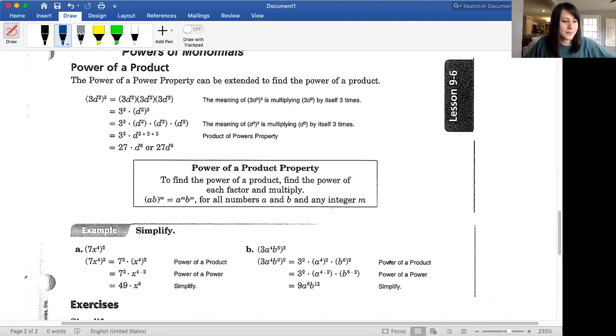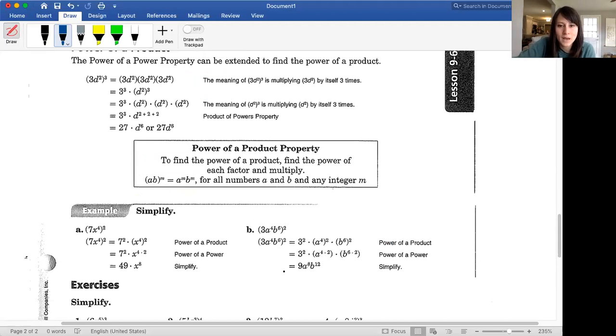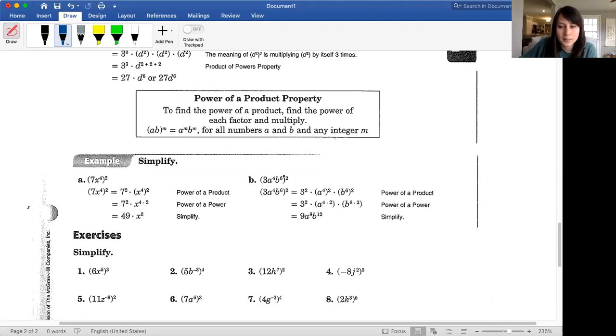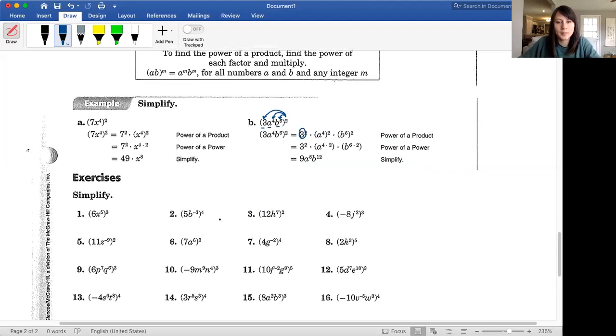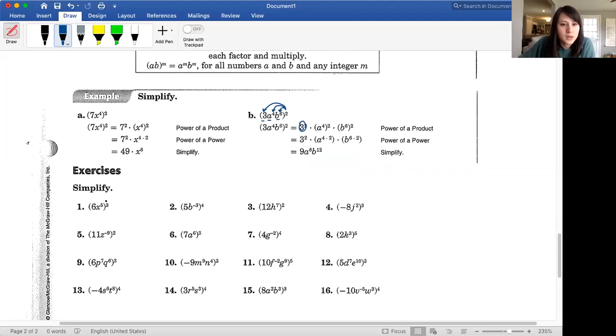As you can see here, example B, we're going to distribute this second power into every single part, every product, every term in your parentheses. And so this becomes 3 to the second, A to the 4 to the second, and then B to the 6 to the second, okay? So basically, okay, let's work this out.